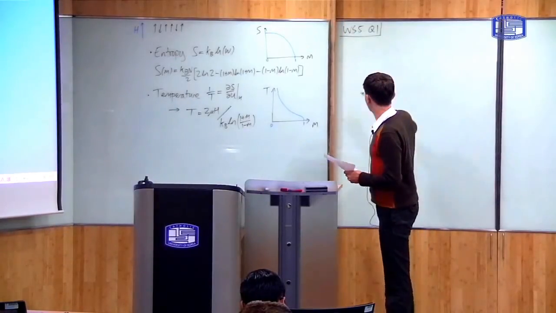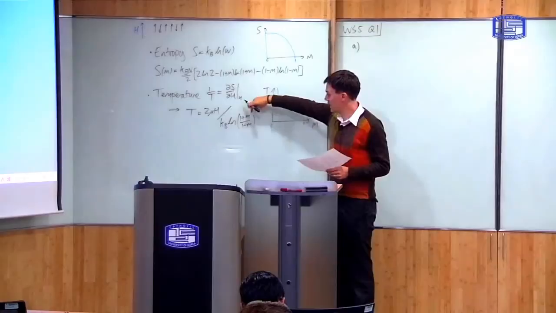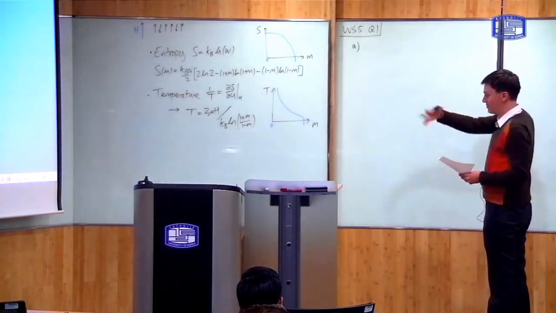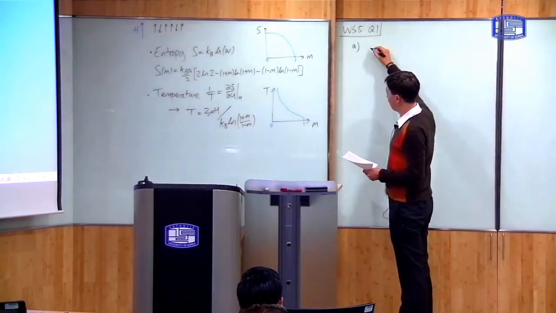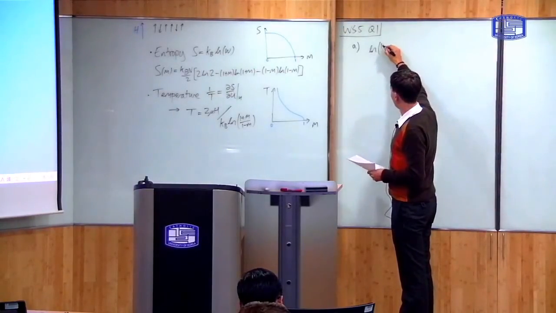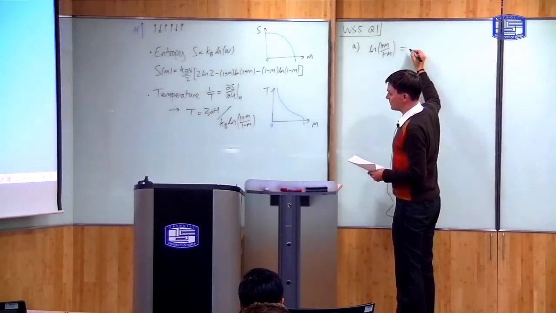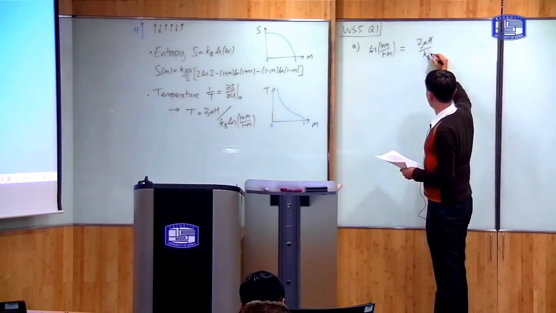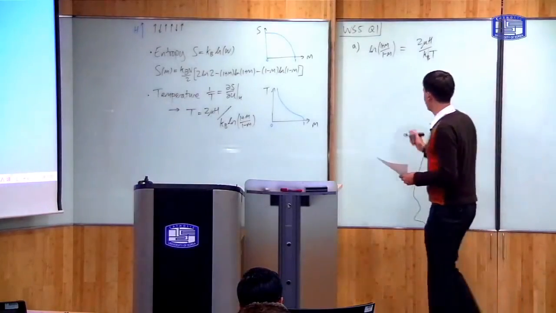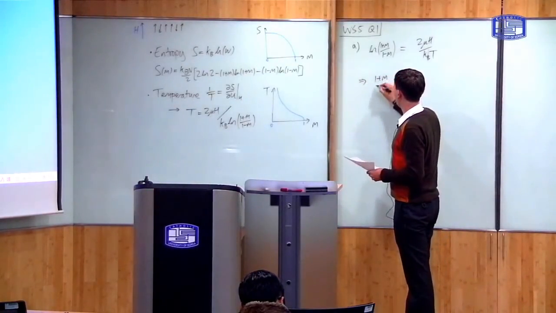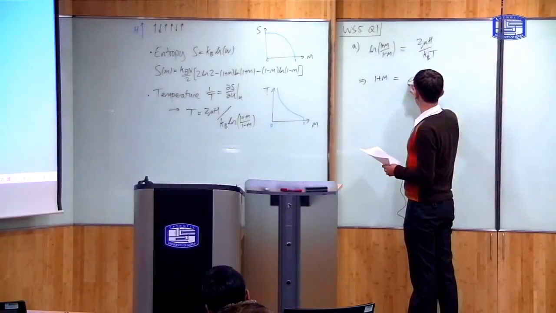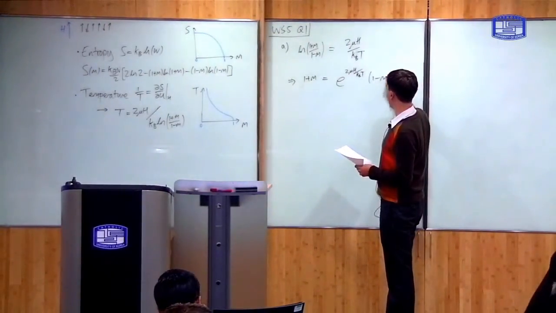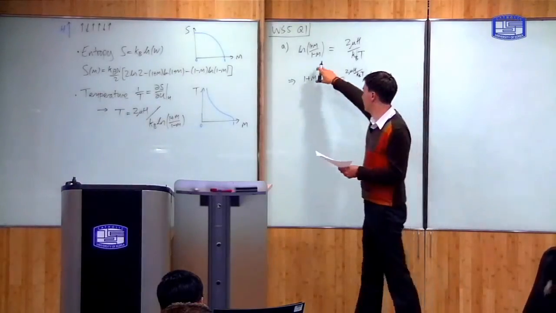The first part, A, simply says, take this formula and make m the subject. In other words, make this formula m equals something. Now this is just math, just rearranging, so I'll do it quickly. First of all, we have that log of (1 plus m) over (1 minus m) is equal to 2 mu h over k_B T. Now if I exponentiate this, I get that 1 plus m is equal to e to the 2 mu h over k_B T times (1 minus m). That's just exponentiating and multiplying by 1 minus m.